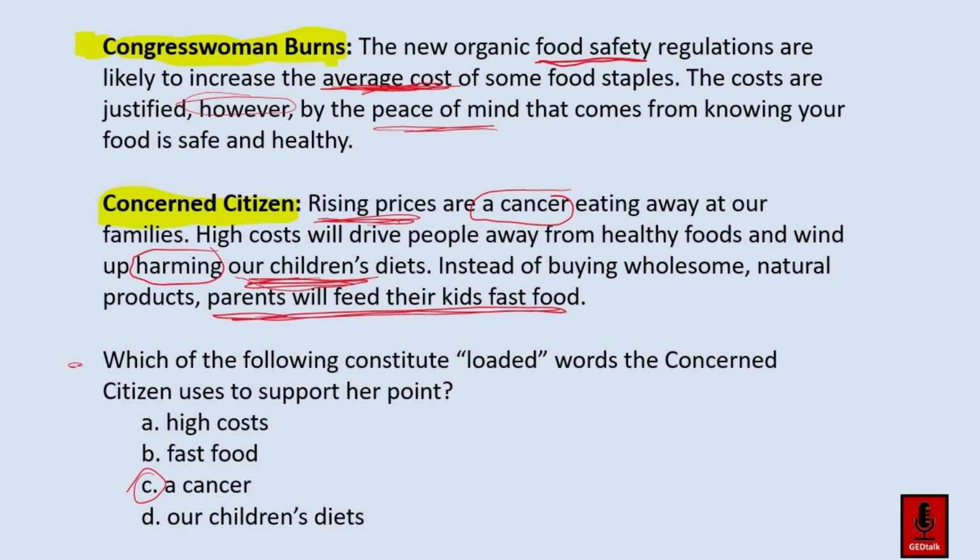It's something that nobody likes and we want to get rid of it. But the other thing is when the concerned citizen brought up the children's diet, because remember, that'll pull at people's emotions, especially when you bring children into the equation. People are either going to be very protective, or protective and very emotional about it. So as we can see, those are two loaded words used by the concerned citizen to change the reader's point of view, so that they, or you, are agreeing with them.